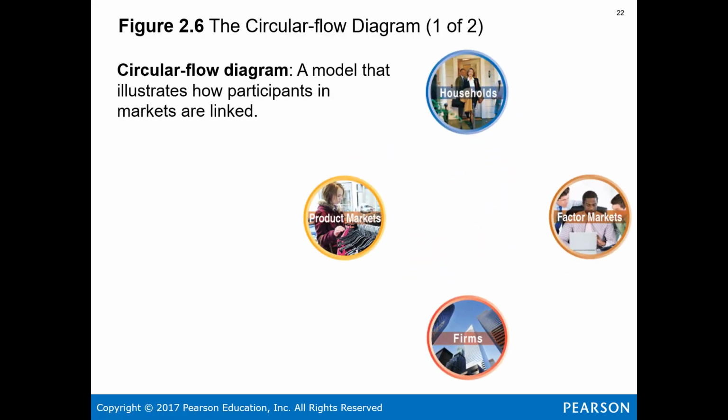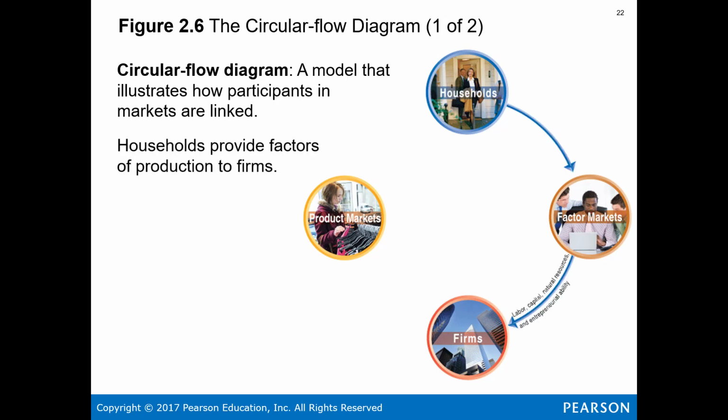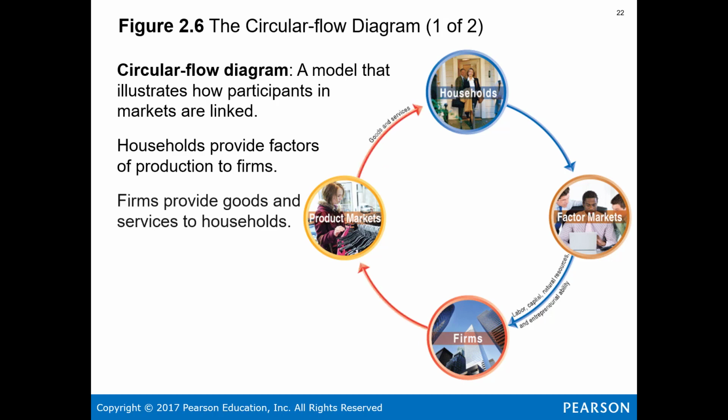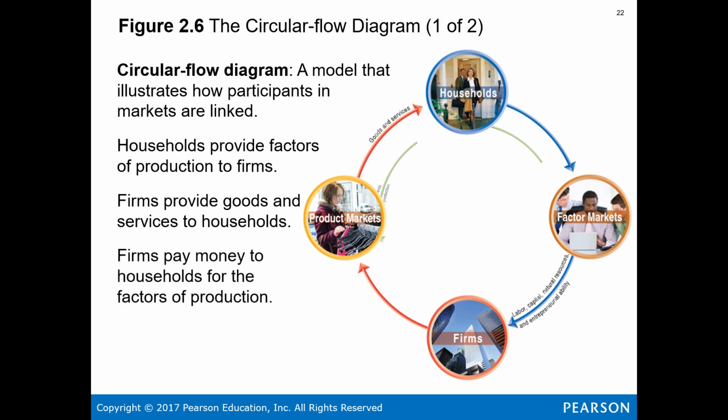This is a circular flow diagram. So it's going to illustrate how markets and participants are linked. Our participants are the households and firms. The households provide labor, capital, natural resources, and entrepreneurial ability to the firms, which then produce goods and services in the product markets and sell them to households.